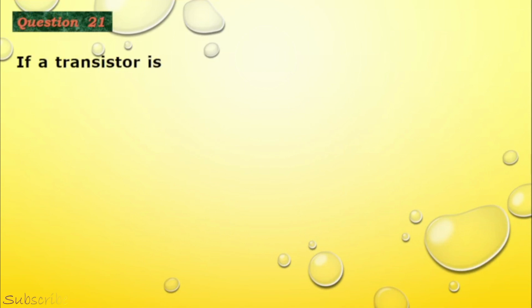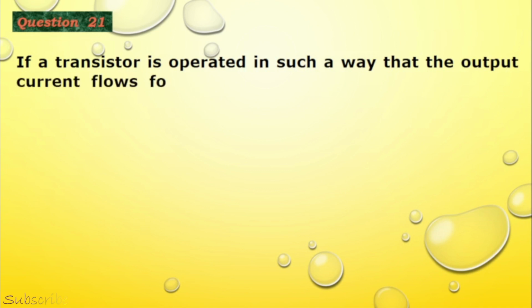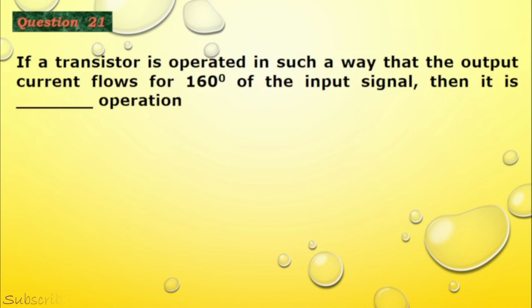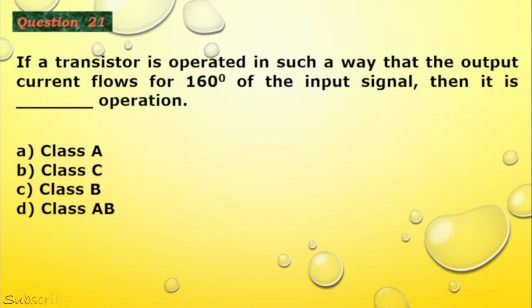Question number 21. If a transistor is operated in such a way that the output current flows for 160 degrees of the input signal, then it is blank operation. A. Class A. B. Class C. C. Class B. D. Class AB. The correct answer is letter B, Class C.